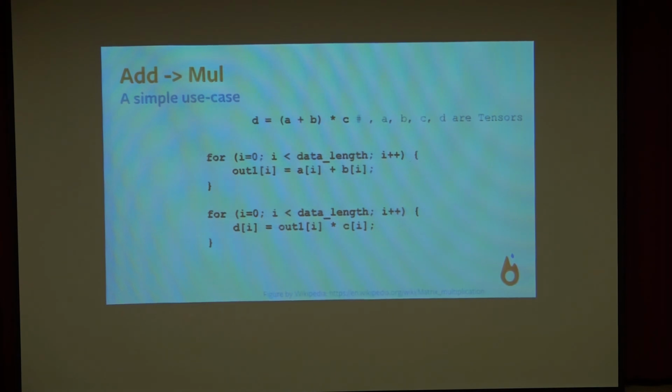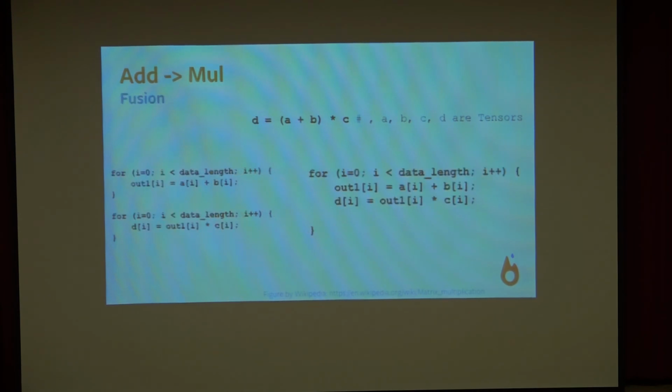If you do something like operator fusion, then you can transform this code into something like this, where you only load A and B into memory once and keep the result in the register, and then you just do the multiply with C in register and then put it in the result. And this is usually much faster because you're avoiding one full memory load. This is just one example of how fusion is helpful.